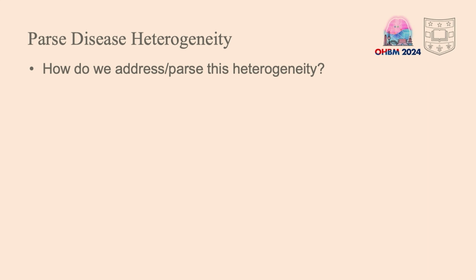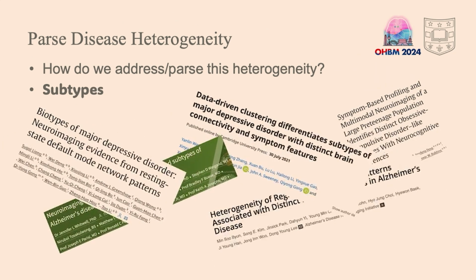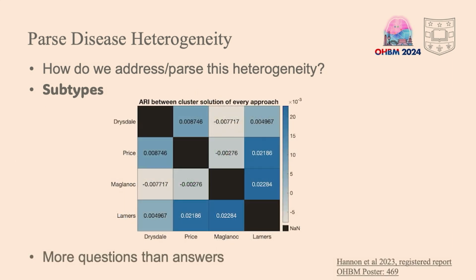Okay, so if disease heterogeneity is leading to these small effect sizes, what do we do to parse it? How do we parse this heterogeneity? Mostly we subtype. That's basically the number one thing that we do. This is just literally a couple examples from a bunch of different neurobiological diseases and disorders that do really well done subtyping work. There's truly so much good work in this field, and yet there's really no consensus.